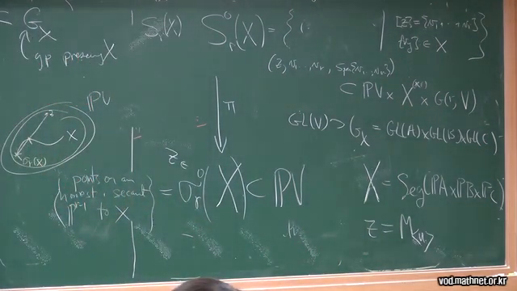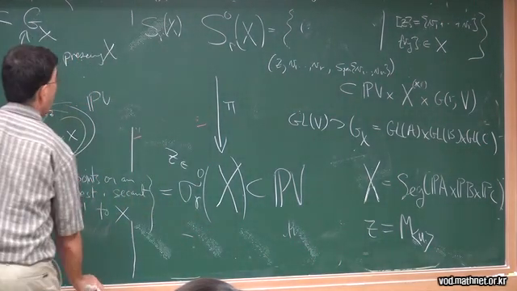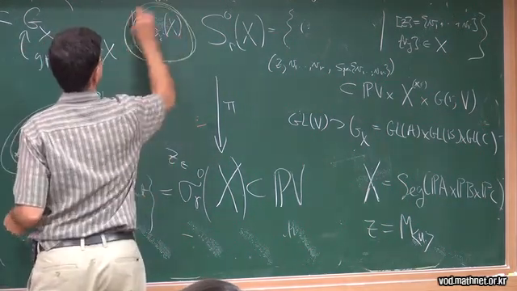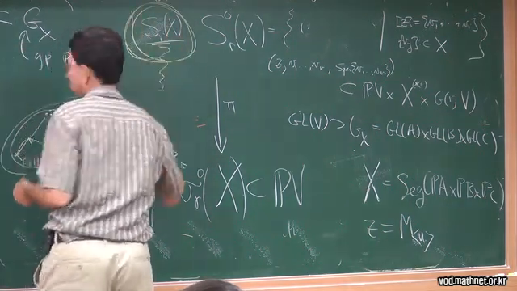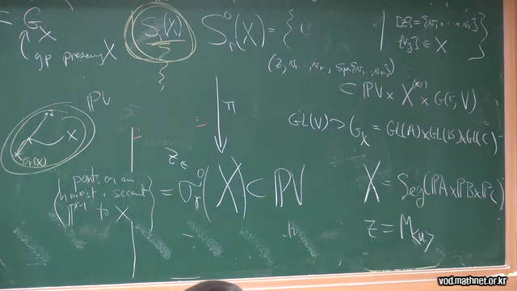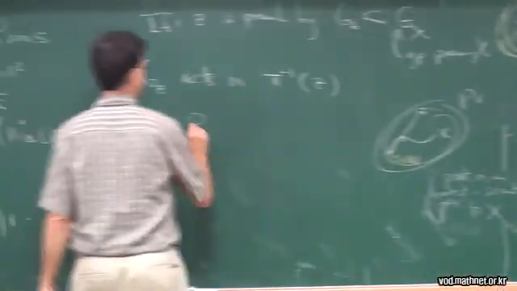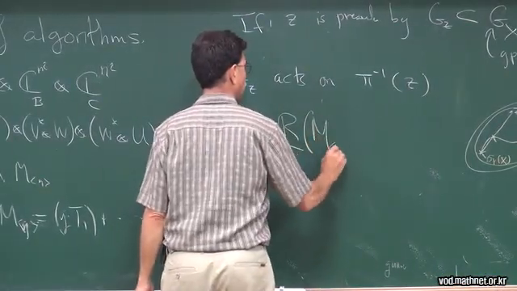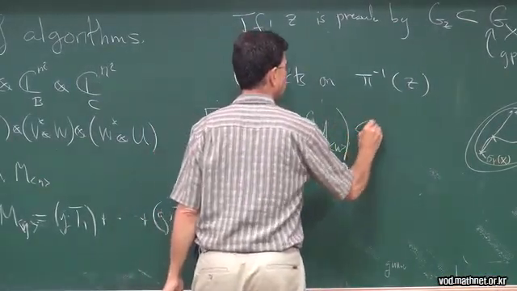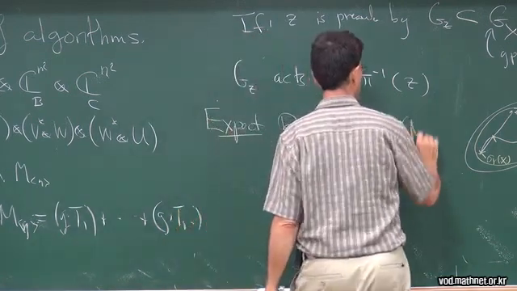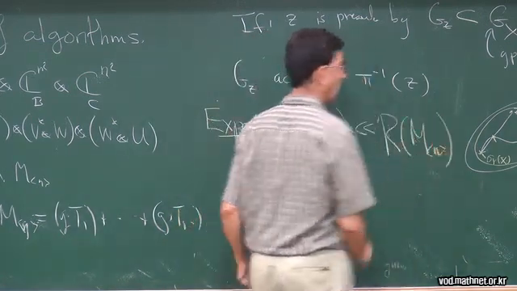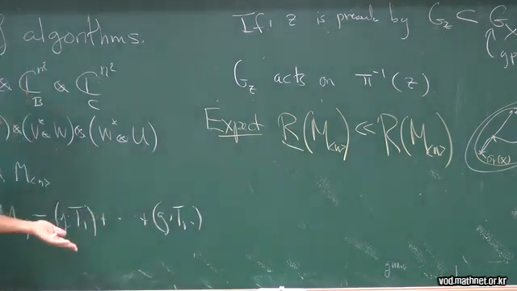Okay? And so tomorrow, I'm going to study this space here. And the reason I want to study this space is I expect that the border rank of matrix multiplication is much, much less than the rank of matrix multiplication. And let me explain to you why.